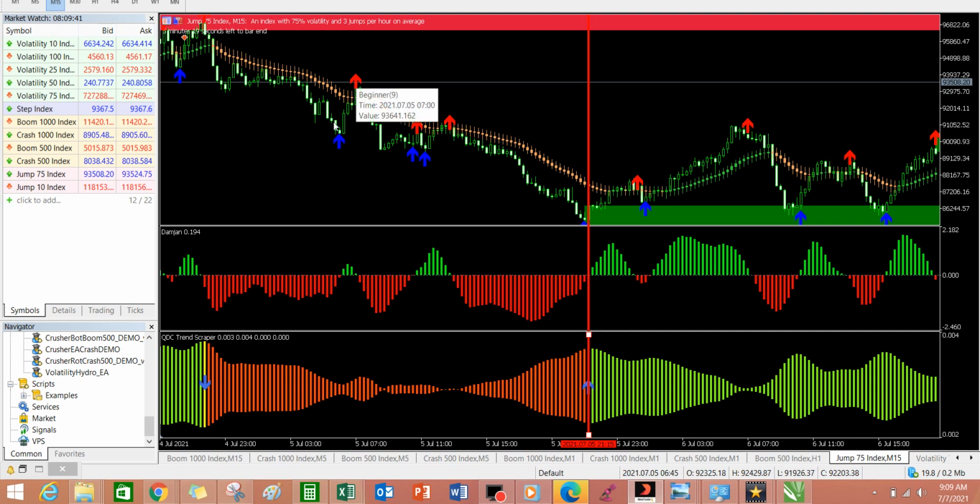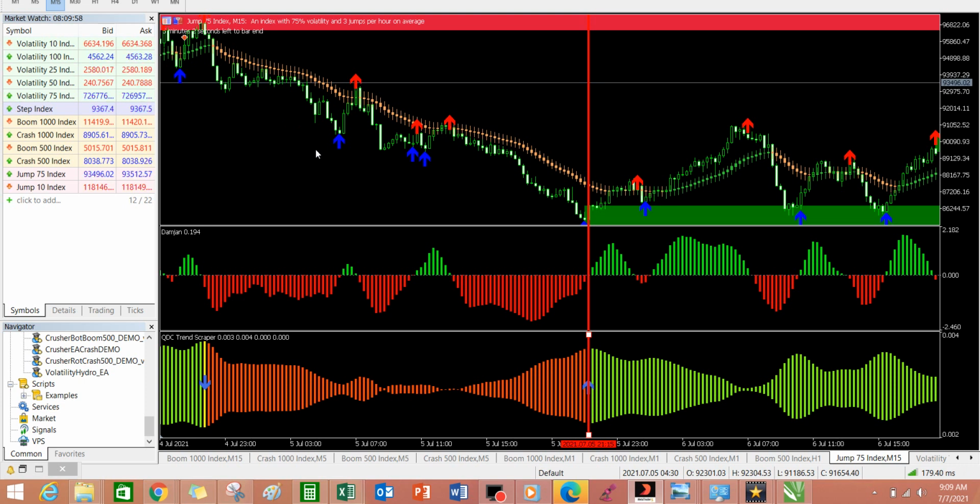Then you can see the arrows, which are the entry, which signifies a sell arrow and a buy arrow. So all these things will help us to know our entry point and exit point. So these are very, very important. So let me quickly explain this to you.